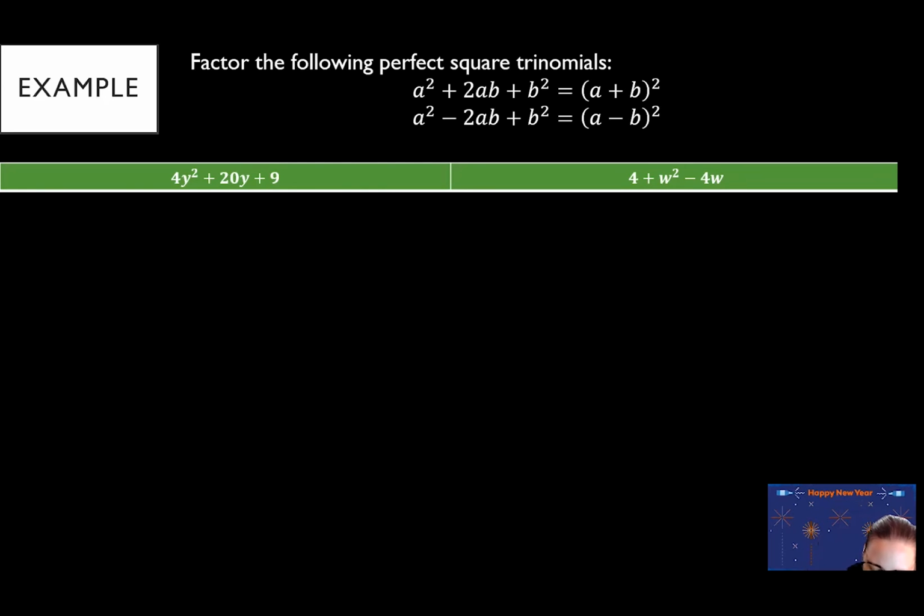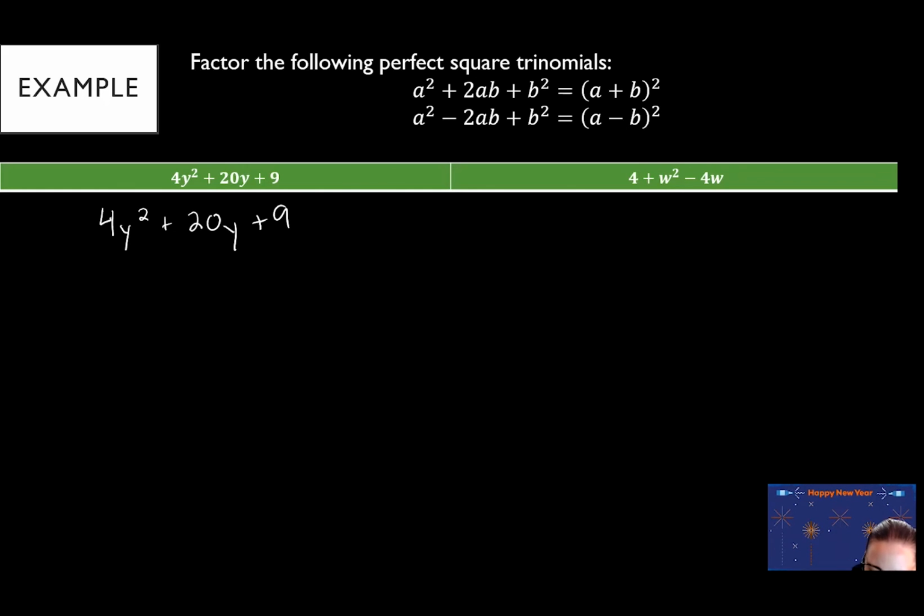So on the left, I've got 4y squared plus 20y plus 9. And so we always first check, is that middle term even? Yes. Because if it's not even, well, don't even bother. It's no longer a perfect square trinomial. Exactly.